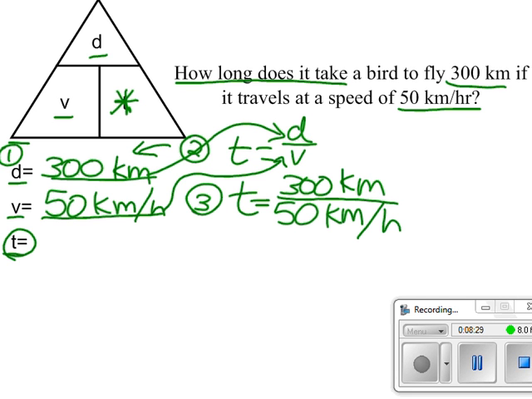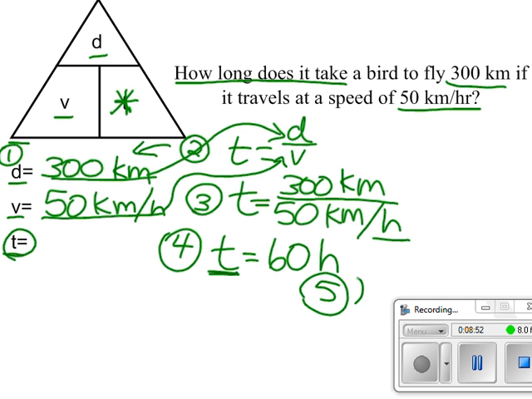And then you will divide that out and do the math. That's step 4. So t equals 60. And I'm looking for a time measurement or a time unit. And the only time unit in this problem is hours. So my answer is 60 hours. The unit would be your 5th point.